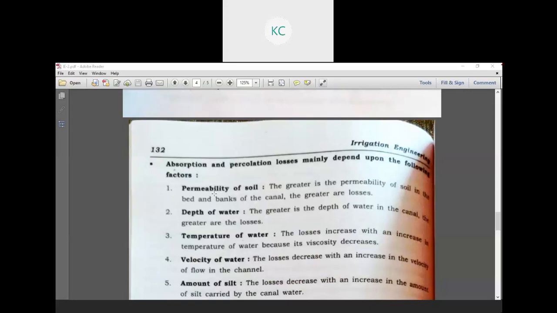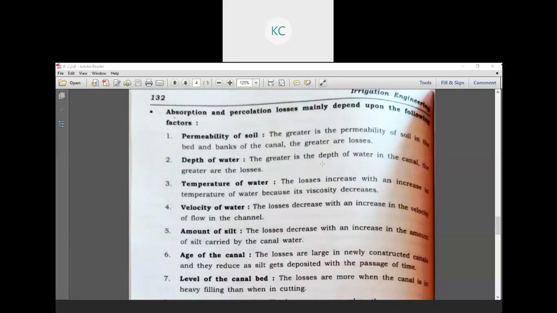Depth of the water: the greater is the depth of water in the canal, the greater are the losses. કે જેટલી ડેપ્થ વધારે હોય કેનાલમાં એટલી તમારું જે ઝોન ઓફ સેચ્યુરેશન એઝ વેલ એઝ ઝોન ઓફ ધ પાર્શિયલ સેચ્યુરેશન વધે અને તમારું જે કેનાલનો લોસ છે એ બી વધે. બરાબર.